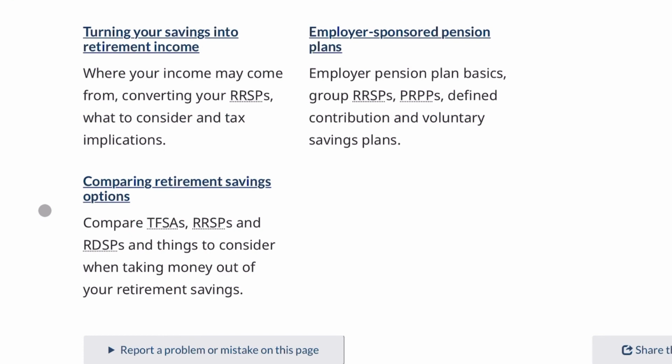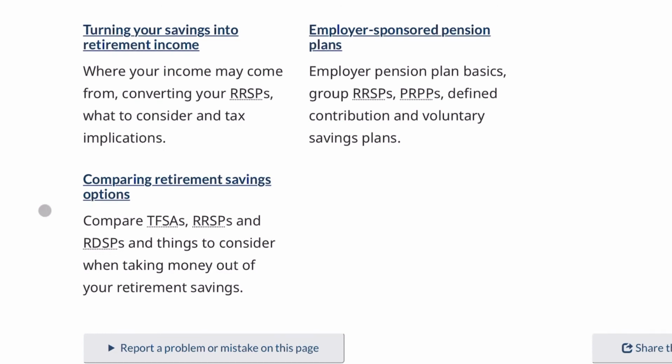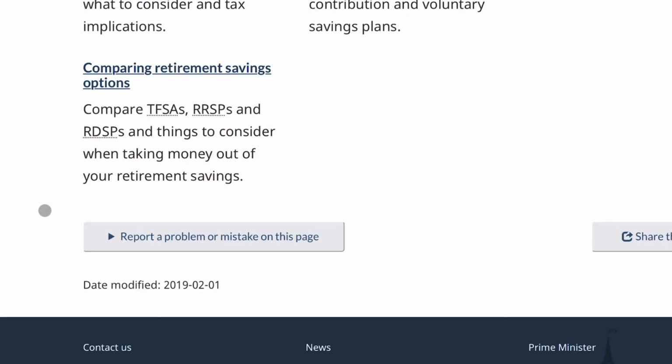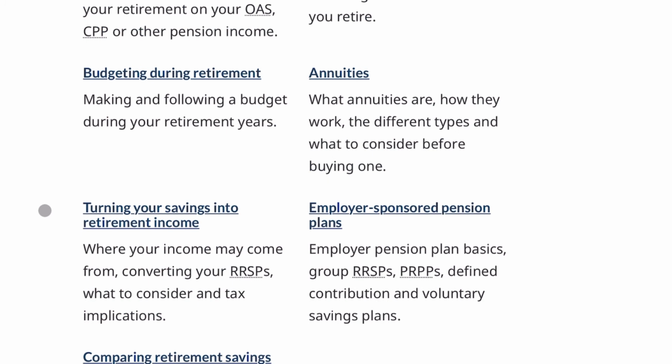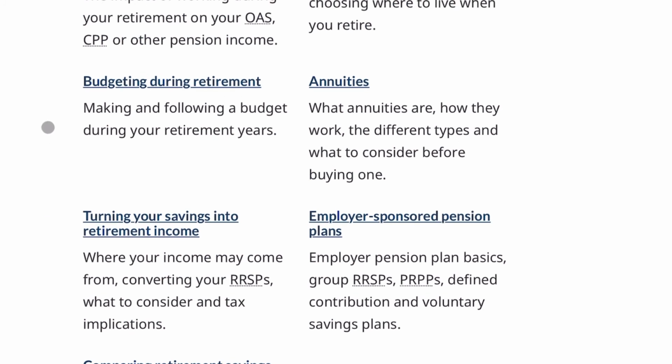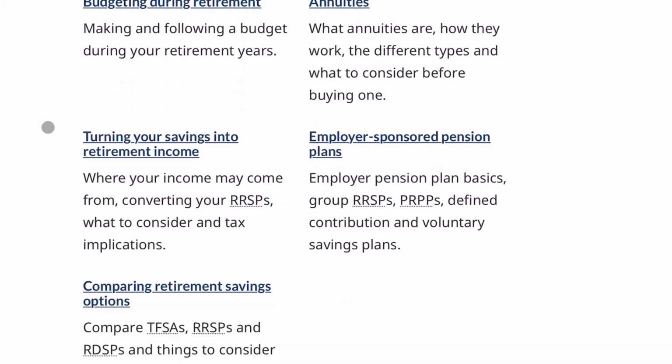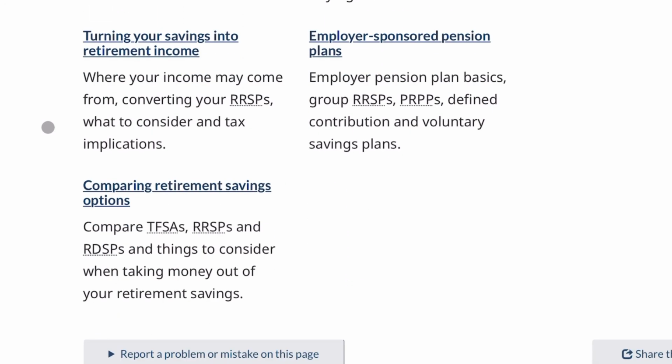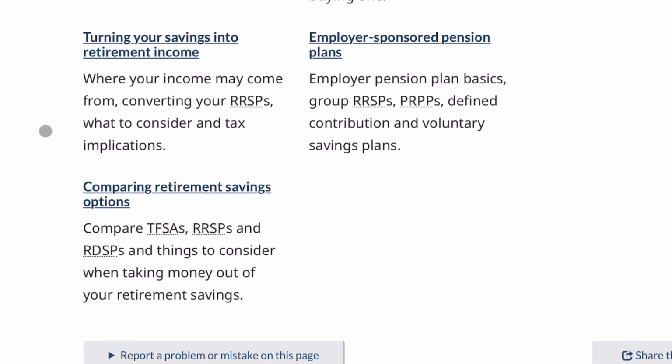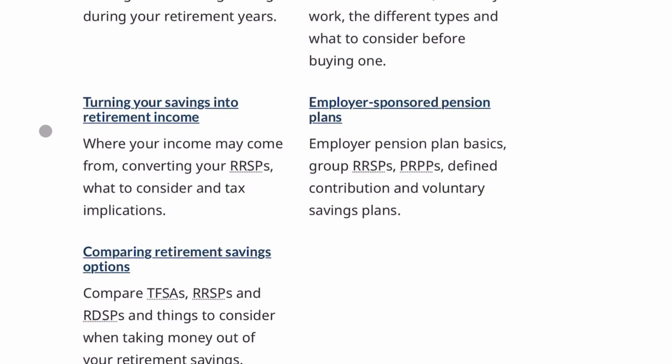That's the RDSP, the Retirement Disability Savings Plan. That's only for folks that are on CPP disability below the age of 64. The government will match a certain amount of money each year that you contribute to the plan, if you're on disability. So that's an amazing thing for disability folks.